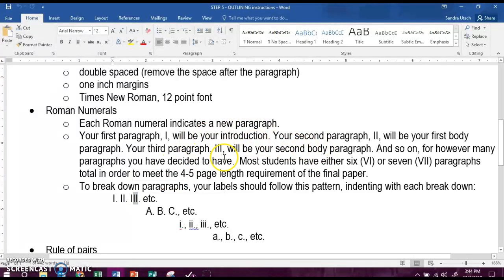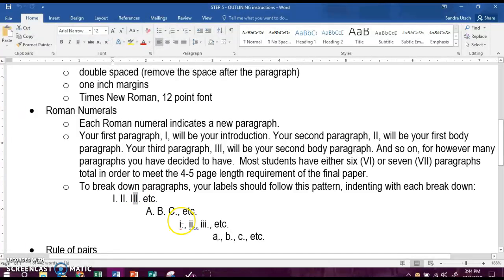However many paragraphs you've decided to have, most students for this paper end up with either 6 or 7 paragraphs, and that helps them to meet their 4 to 5 page length requirement. You already basically know what your paragraphs are because you've brainstormed your main points on your thesis and main point outline. So you're already good to go, even though we didn't label them with these Roman numerals on our first brainstorm. The other thing is, when you break down paragraphs, when you indent, you create separate levels of an outline.